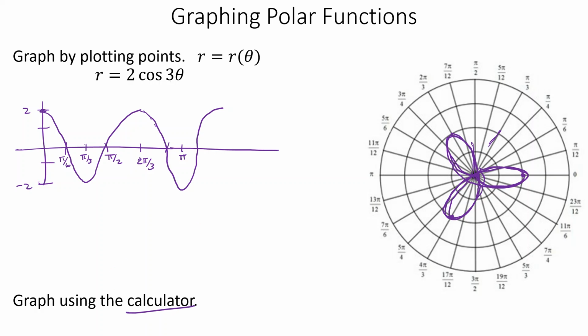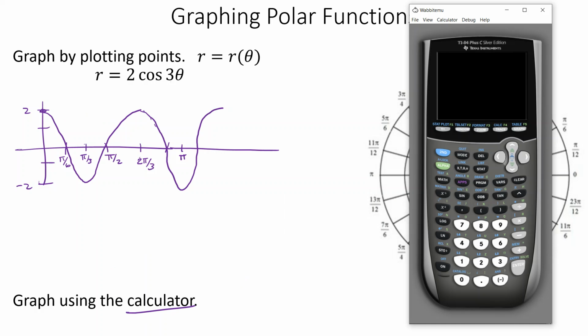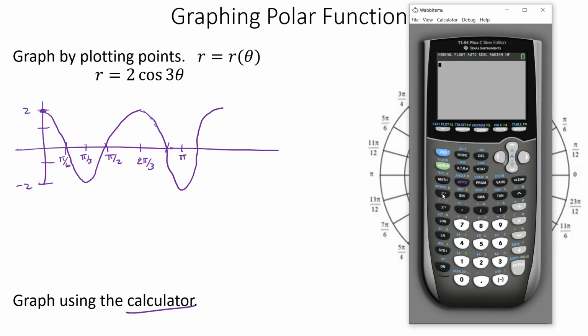We can also graph this on the calculator. So real quick, this is the last thing here. If we pull up the calculator, first we need to change the mode. So we've got to go to mode, and we've got to change it to polar. I've already done that. So polar is right there. So we put it on polar, press enter, and then second quit.